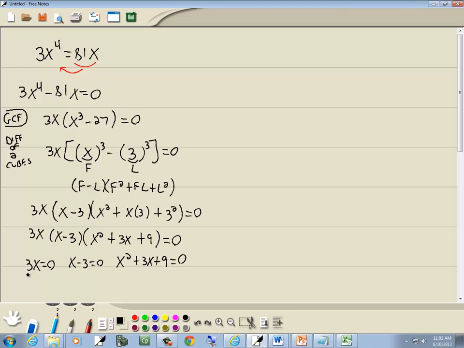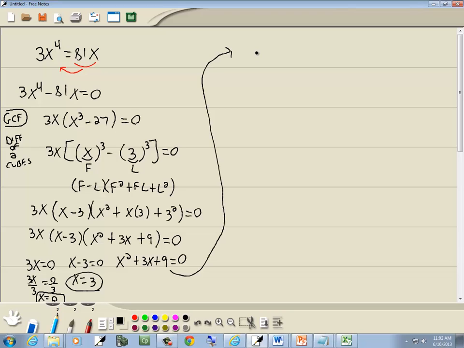Now on our first equation here, I divide both sides by 3, and 0 divided by 3 is 0. So that's our first answer. This one, I'll take the negative 3 over and it becomes a positive 3. And that's our second answer. Now this last equation we have to use the quadratic formula on.